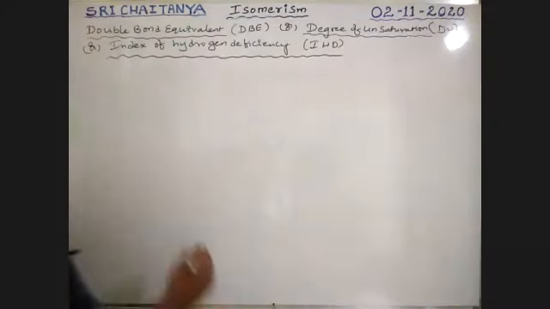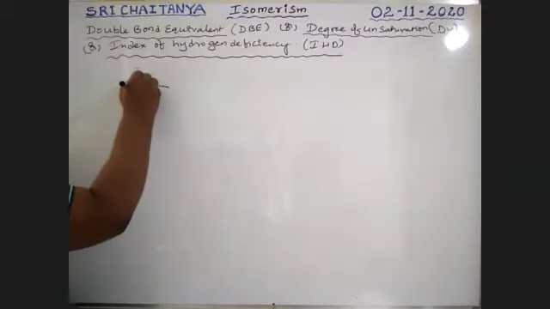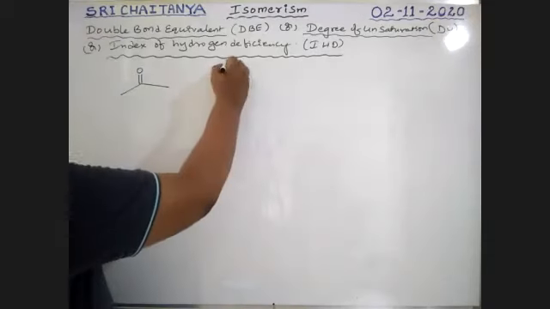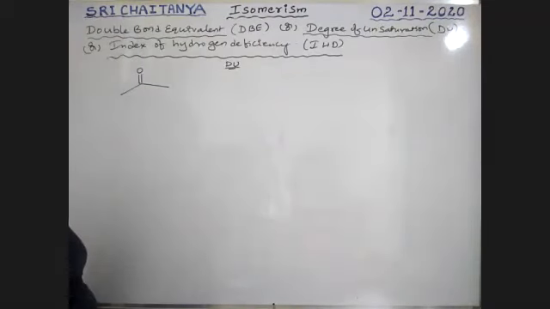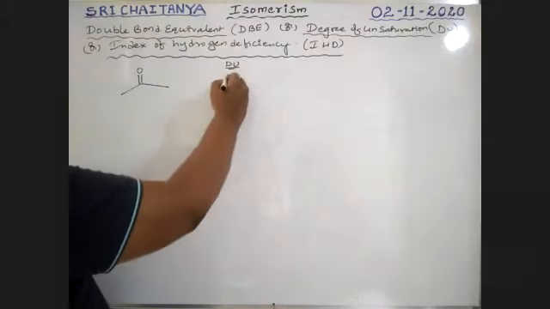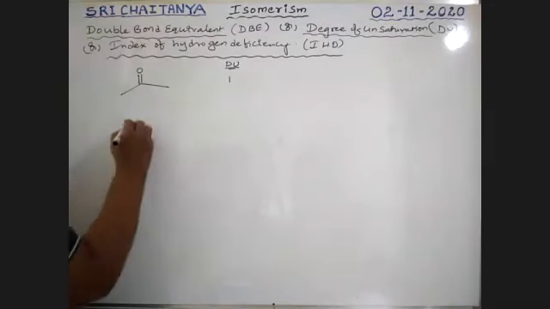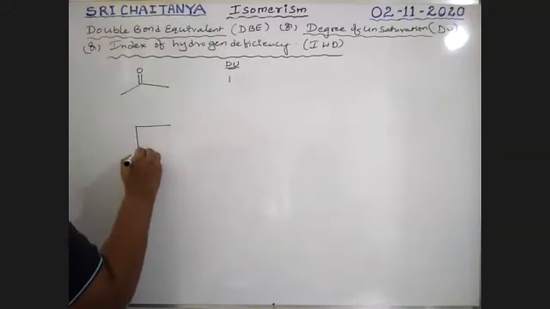See here. So its degree of unsaturation is equal to how much? Tell me. Yes, 1 pi bond, so 1 degree of unsaturation, boys. Okay. Next. Tell me the answer for this one.